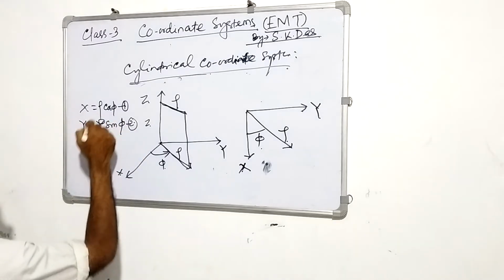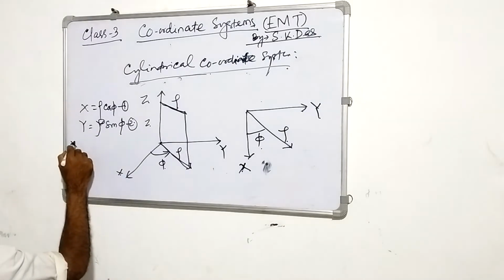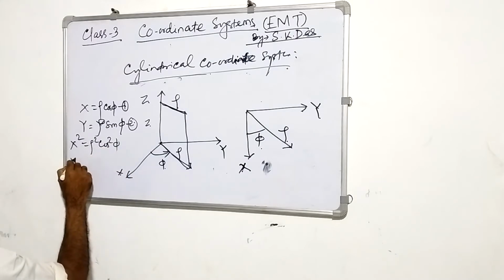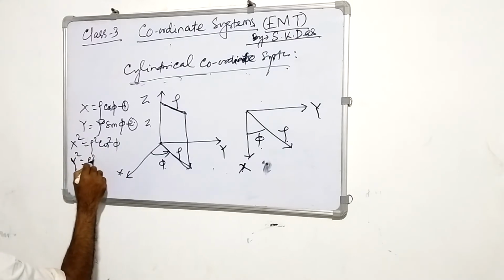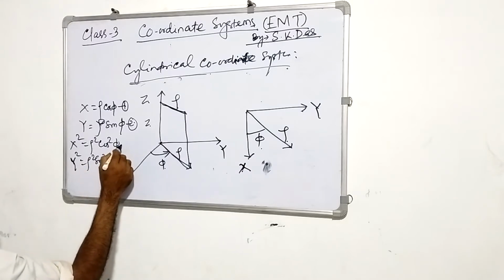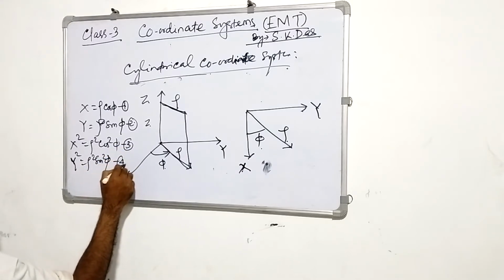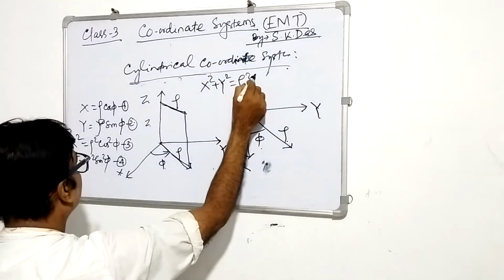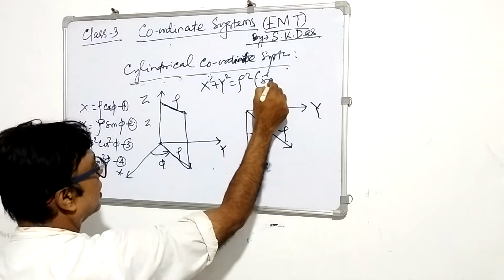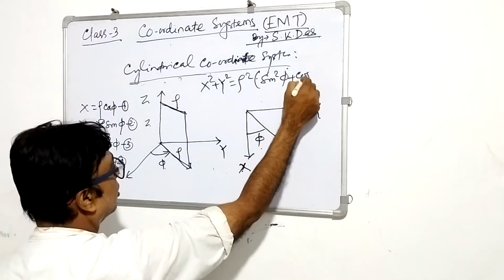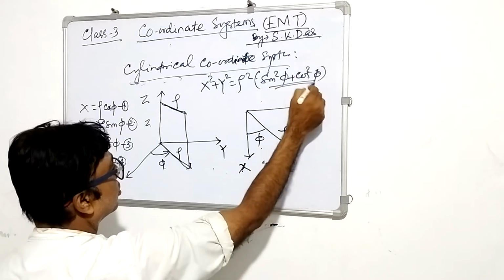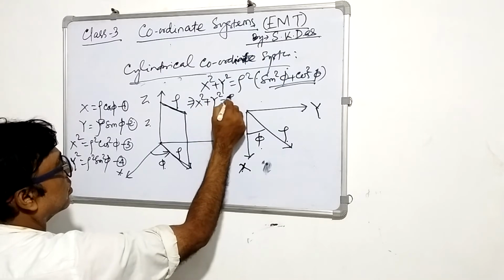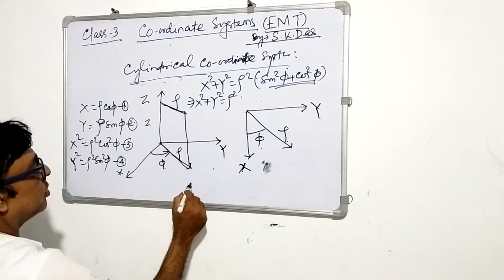Now square these two equations. So x square is equal to rho square cos square phi, and y square is equal to rho square sin square phi. If we add these two, x square plus y square is equal to rho square into sin square phi plus cos square phi, if we take it common, and sin square phi plus cos square phi is 1. So this gives x square plus y square is equal to rho square. And z is equal to z.